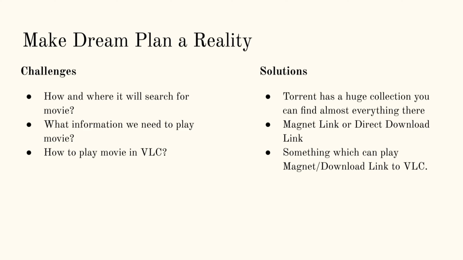We have already discussed the challenges, so let's discuss the solutions. First, a pretty straightforward question: how and where will it search for the movie? We will be searching on Torrent because Torrent has a huge collection and you can find almost everything there. The second challenge is what information we need to play the movie. If you are searching for movies on Torrent, we will get the magnet link of the movie and then we will start playing it. The third challenge is how to play the movie. We are looking for something which can play magnet links directly in VLC. We will find something which will help us achieve this later in this video. Okay, so let's get it done.